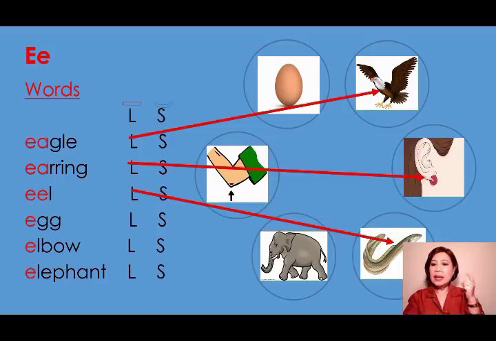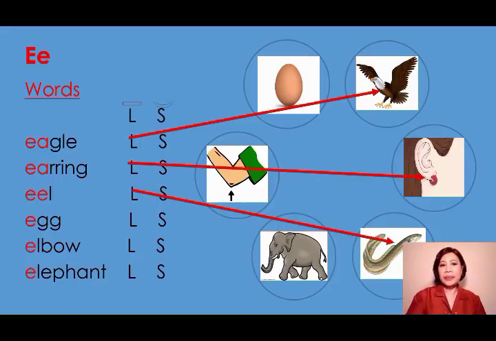Now going back to all these long vowel sounds, let's read them again. Eagle, earring, eel. You notice they have E and A. It makes one sound, long vowel sound. E, E, two E's makes one sound, long vowel sound.